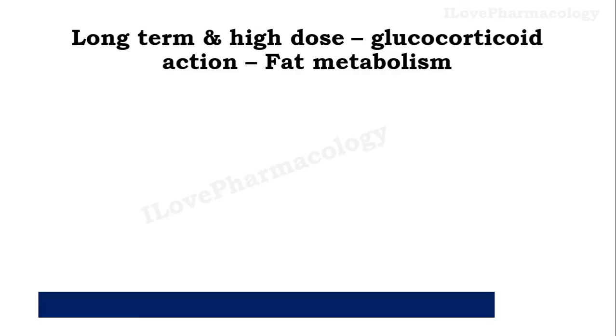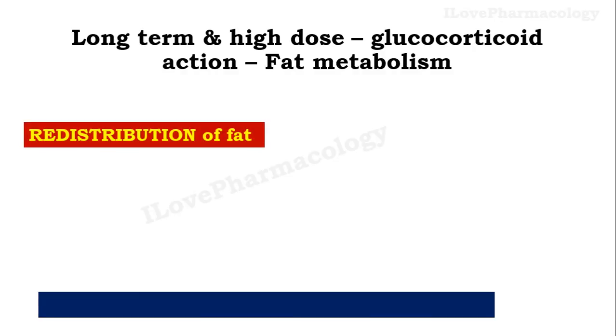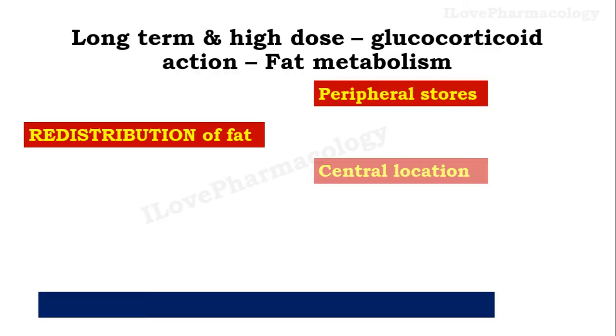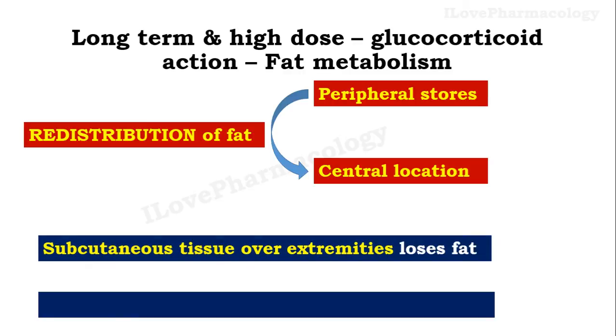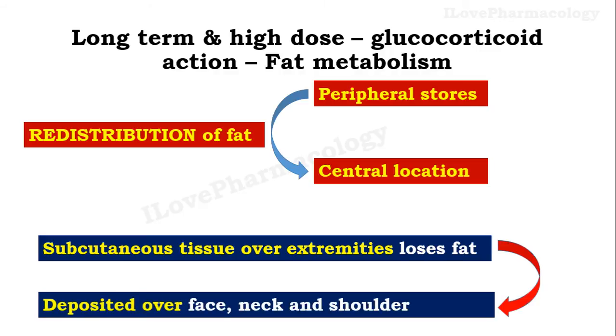Coming to what happens when glucocorticoids are used long term at a high dose. There will be redistribution of fat from the periphery to the central location, from peripheral stores to the central location. So the fat stored in the subcutaneous tissue or the extremities will be lost and it will be deposited over the face, neck as well as shoulder.